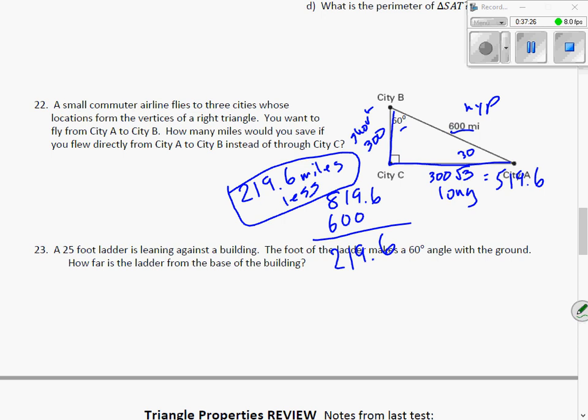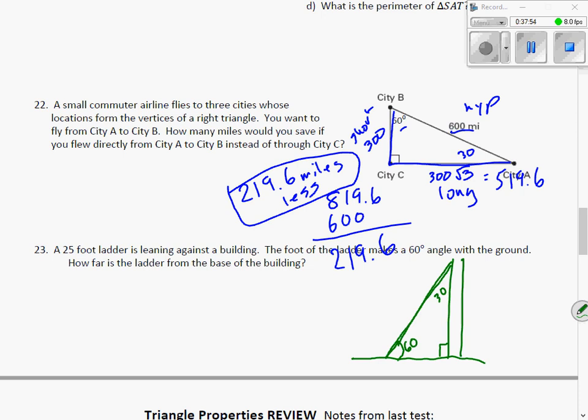A 25-foot ladder is leaning against a building. Here's the building, here's the ladder, and here's the ground. We're going to assume the building is straight with the ground. The ladder makes a 60-degree angle with the ground, so here's our 60 down here. That means this has got to be 30.